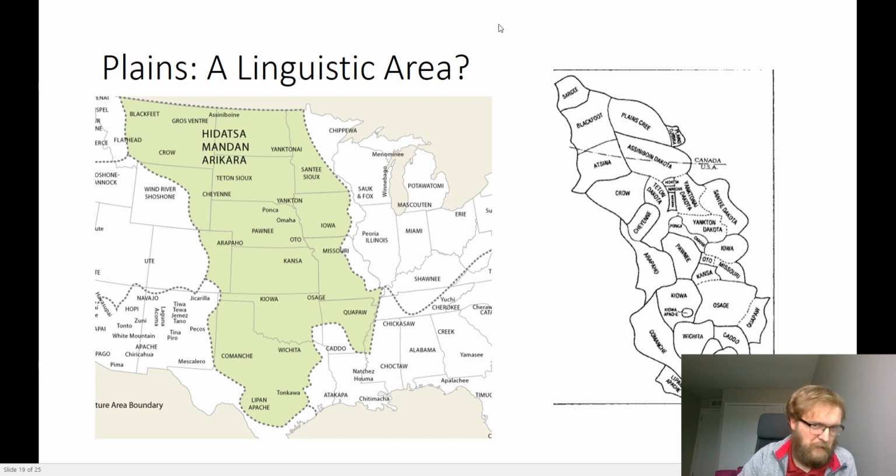But is it a language area the same way that we understand the Pacific Northwest to be a language area? Like if you go and meet a linguist who knows about this stuff and you ask, is the Pacific Northwest a language area? They say, oh yeah, probably. Or they'll have a good argument about it. Is this a linguistic area?